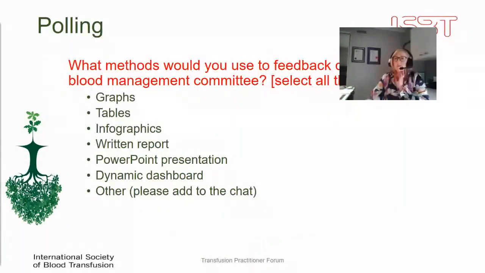So here is another question we would like to ask in the poll. What methods would you use to feedback data to your blood management committee? So again, you can tick off several answers. Do you use graphs, tables, or infographics maybe? Do you use a written report, PowerPoint presentation, dynamic dashboard, or maybe some other? So please answer the poll so we can have a look together.